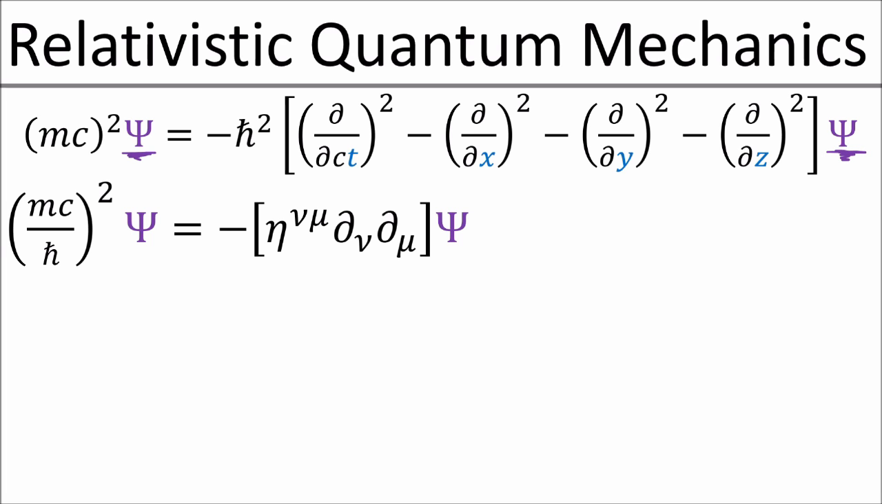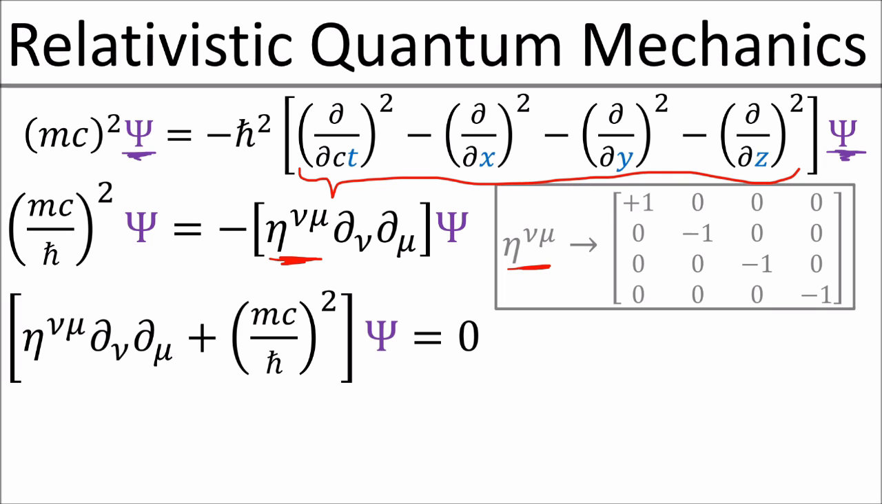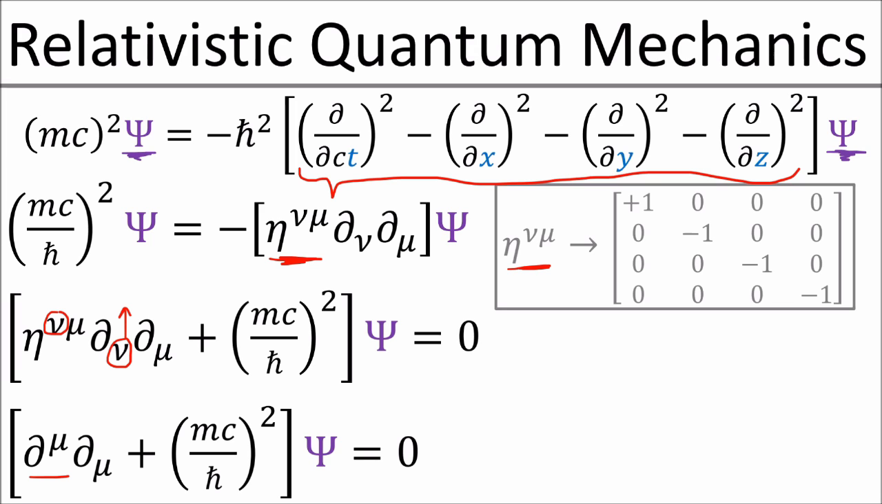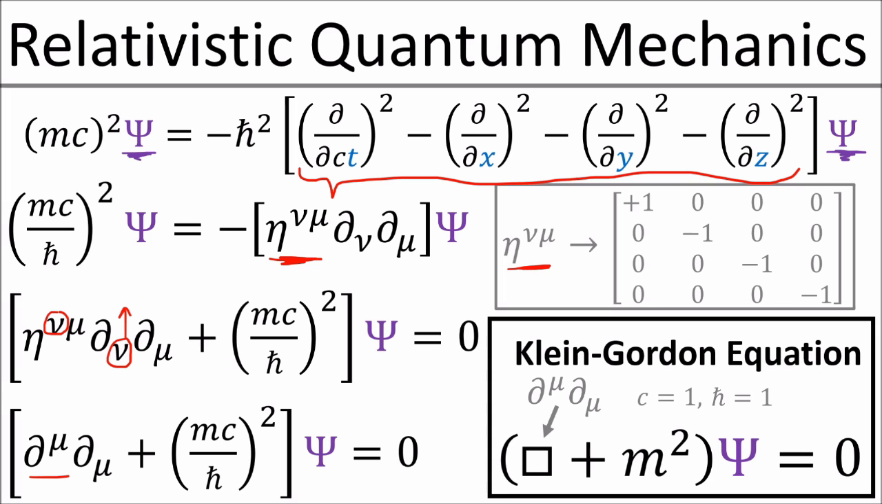We can rewrite these derivatives using Einstein summations with the Minkowski metric η. We can then bring the terms to one side and use the metric to raise one of the indices on a derivative. This actually gives us the Klein-Gordon equation, but for the position wave function of a single particle. This second derivative operator is sometimes written using a square symbol, called the d'Alembertian, and we often choose units where the speed of light c and ħ are 1. The Klein-Gordon equation does obey special relativity and Lorentz transformations.